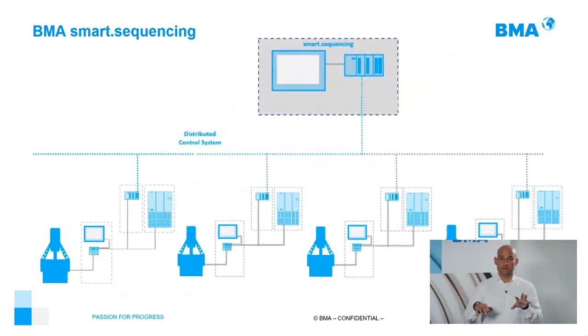So for that reason, the smart sequencing is on top of our bank of centrifuges, of our centrifuge station, getting information and automatically calculating how this bank of centrifuges has to work for the next moment.